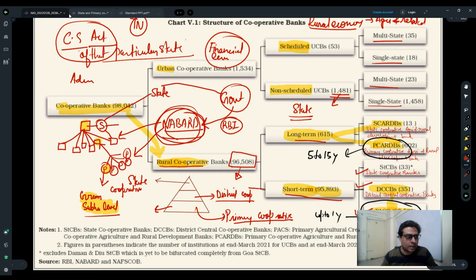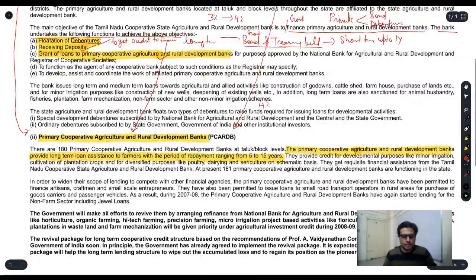So that is why if you look here, they have mentioned very clearly: the primary cooperative agriculture and rural development banks have again started lending for the non-farm sector, including jewel loans. Right.